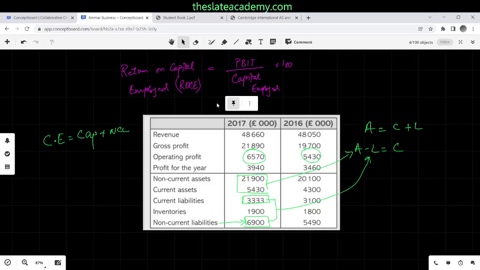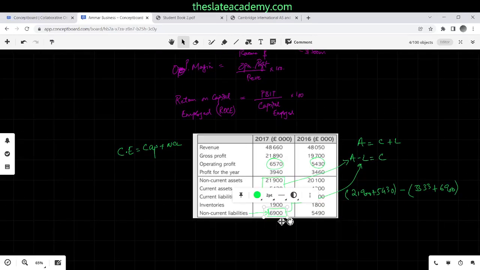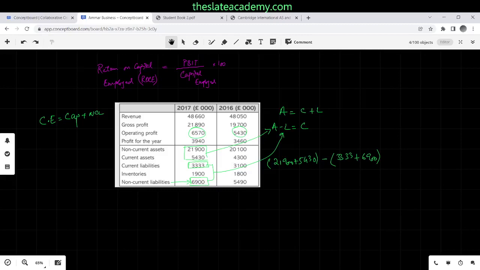So capital is non-current liabilities plus current assets? No, capital is assets minus liabilities. Which assets? All assets minus all liabilities. So in this case, it will be 21,900 plus 5,430, which is total assets, minus total liabilities. Note this down.